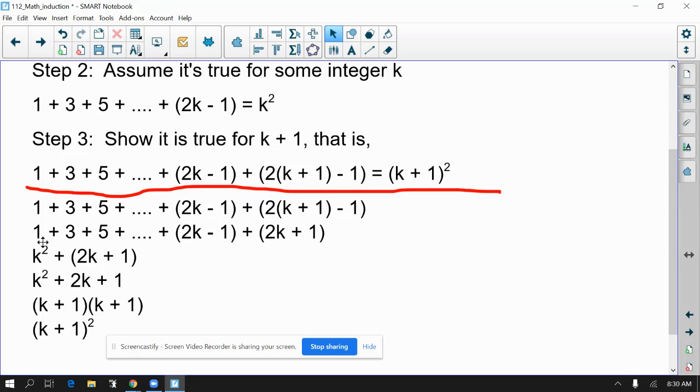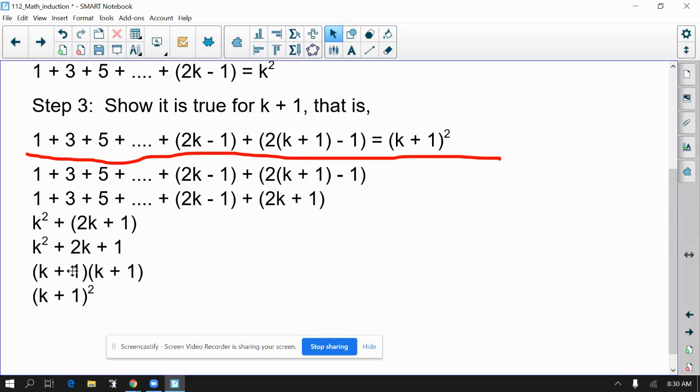And then here it is again. This first section right here is what we assumed in step 2. So this section right here is just k squared. So it's k squared plus 2k plus 1, which is this, which factors into this, which equals k plus 1 squared, and it is shown.